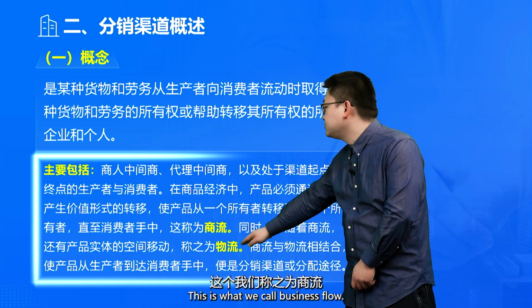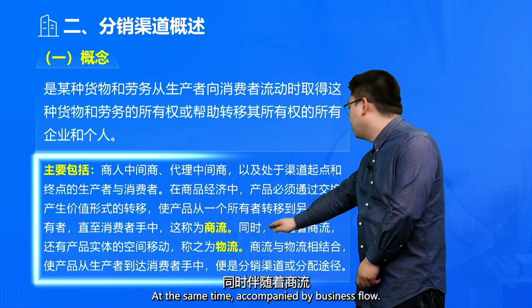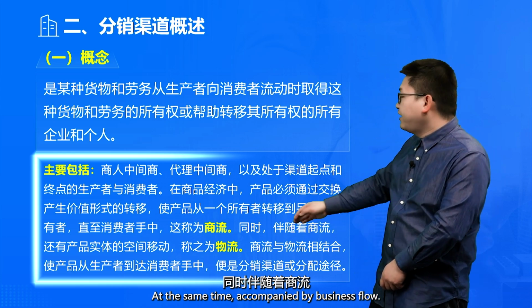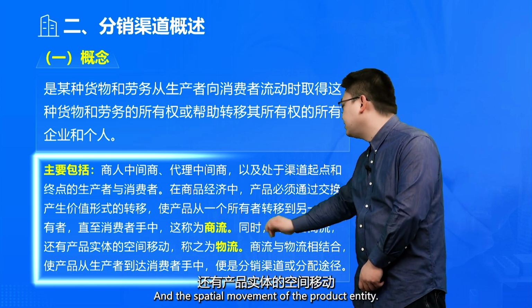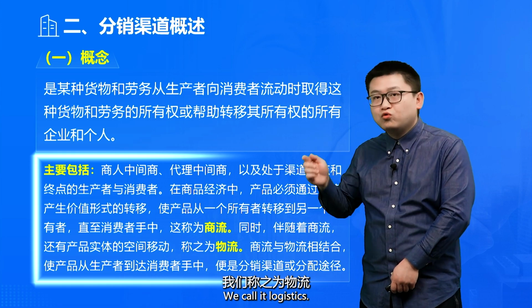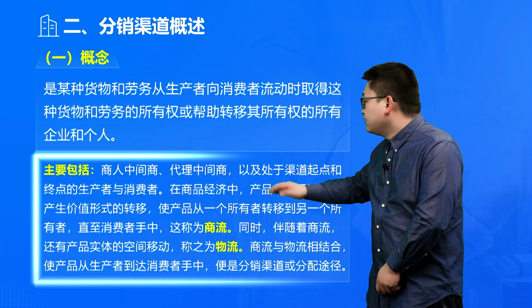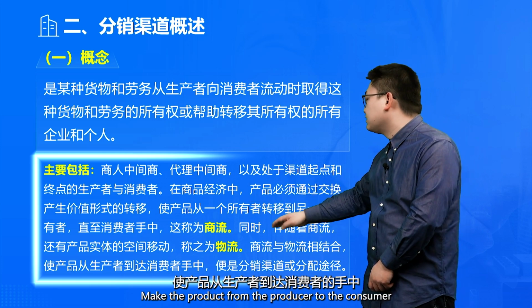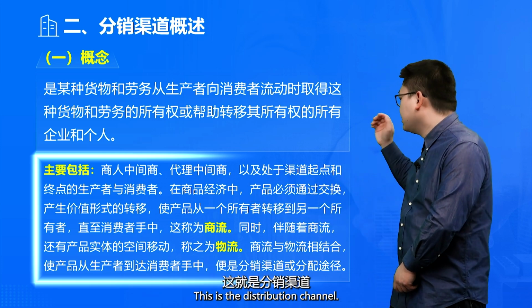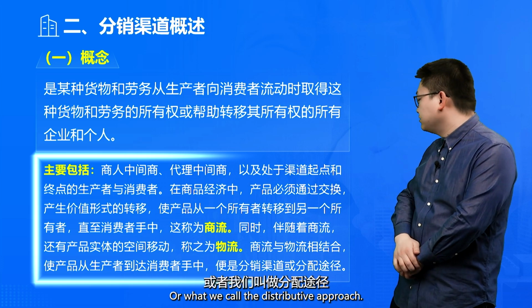This is what we call business flow. At the same time, accompanied by business flow is the spatial movement of the product entity, which we call logistics. The combination of business flow and logistics makes the product go from the producer to the consumer. This is the distribution channel, or what we call the distributive approach.